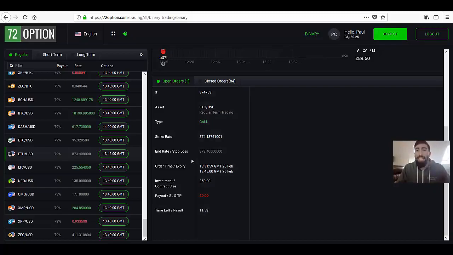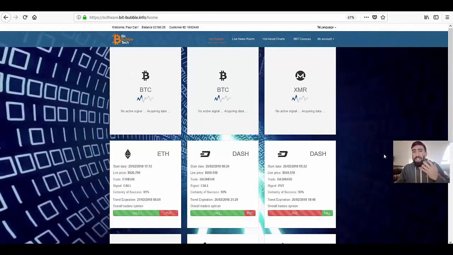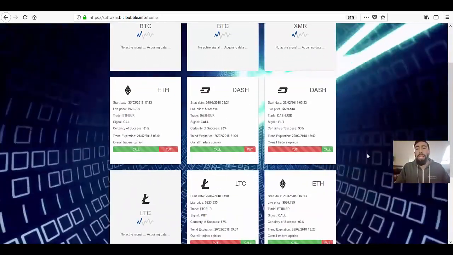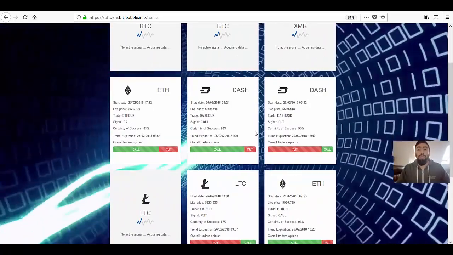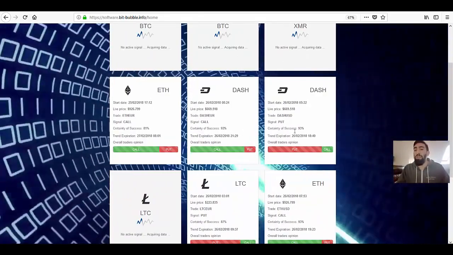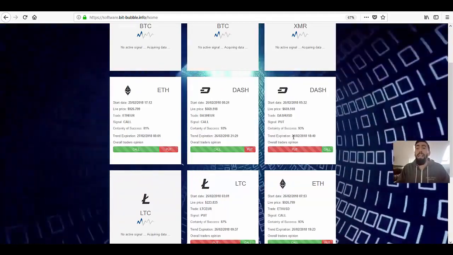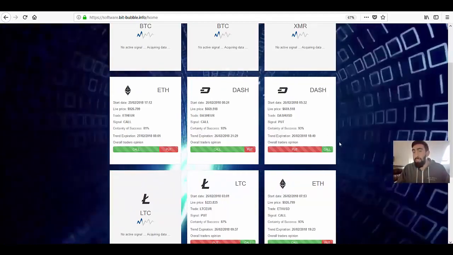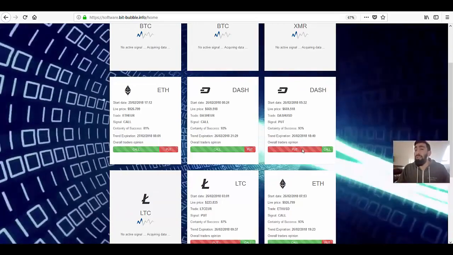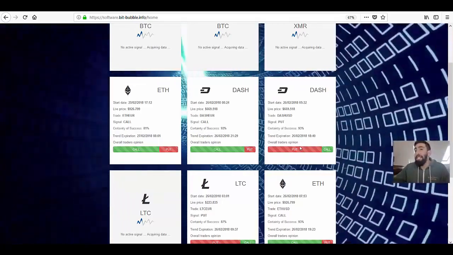So as you saw, guys, it is as simple as basically just listening and following what BitBubble Tech is automatically providing for us. Choose the signal that you want, pay attention to, of course, whether it's a call or put, and also pay attention to the trend expiration. Make sure that you do not trade past the trend expiration time.